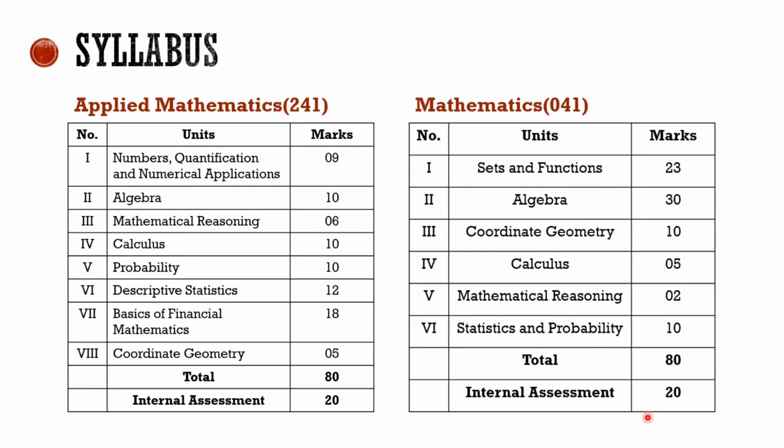Applied mathematics is divided into 8 units, total 80 marks paper. And mathematics, which is especially for science stream students, is divided into 6 units, total 80 marks. And 20 marks in both applied mathematics and mathematics is internal assessment, means practical. Now I am going to compare chapter wise.